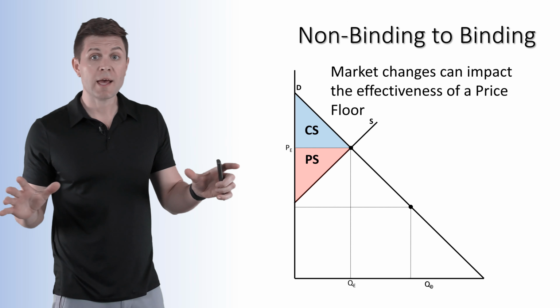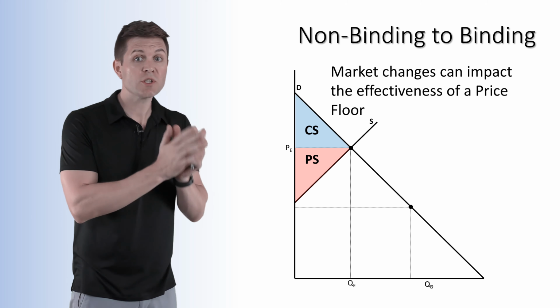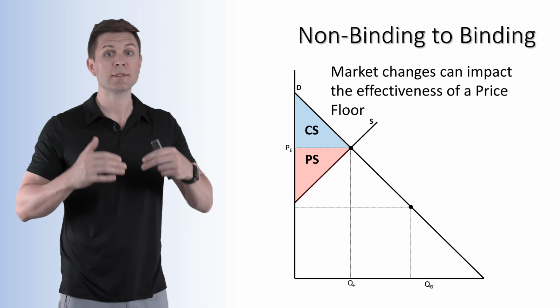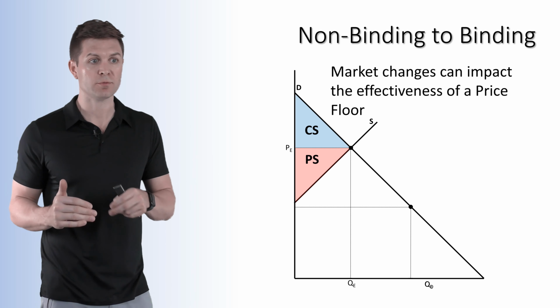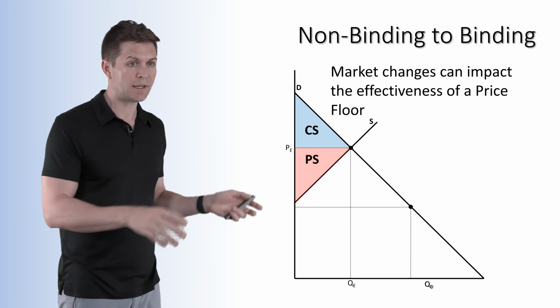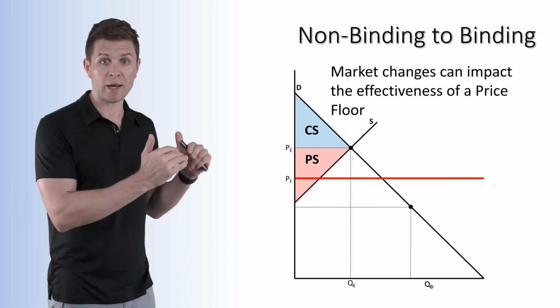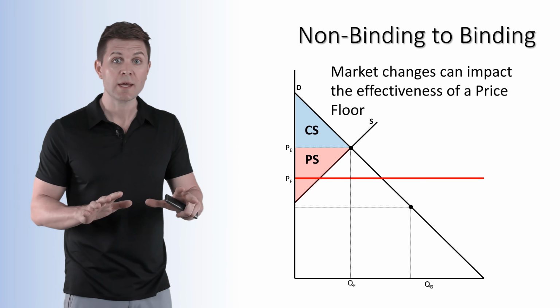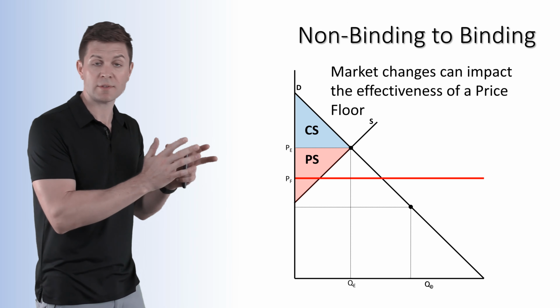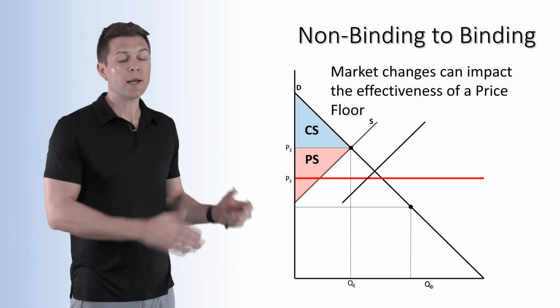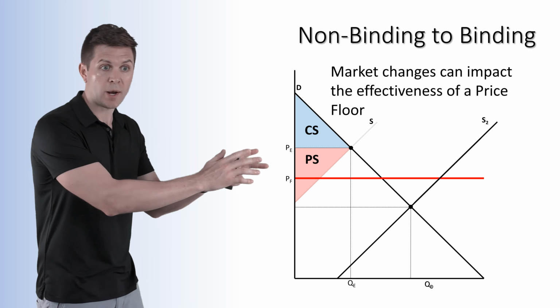So we're going to look at an example of how a shift in supply can impact the effectiveness of a price floor. Now we have a market in allocative efficiency, and we're going to throw this price floor in the market. Now currently, this is a non-binding price floor. It is below equilibrium. It has no impact on the market. We are still able to get to equilibrium. We're still able to acquire allocative efficiency. Consumer and producer surplus is at a maximum based on the current equilibrium. But we're going to see supply shift to the right.